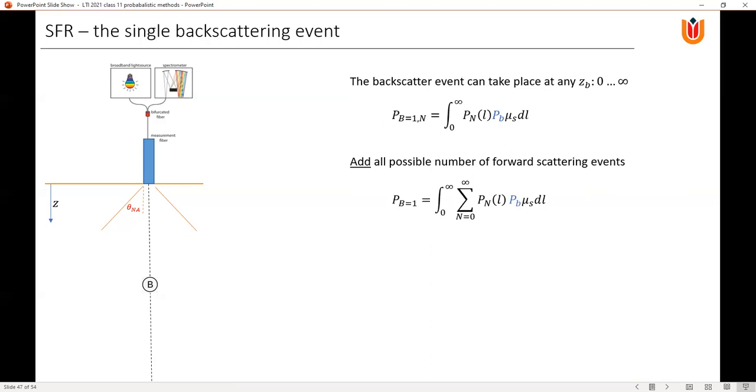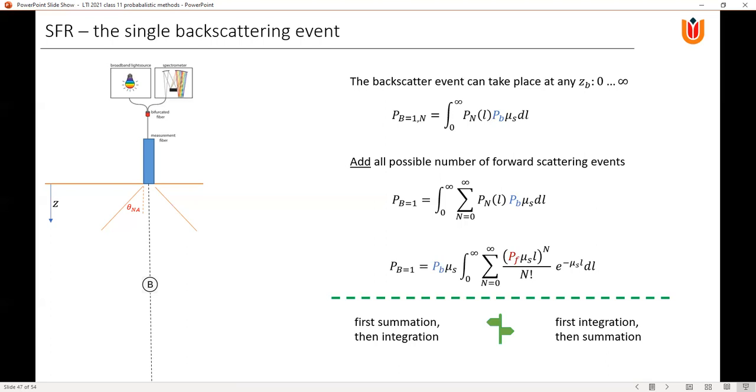So now let's say we want to know all the sum over all the possible number of forward scattering events. So only one backscatter event with any n. That would mean that we need to sum, according to the recipe, from n=0 to infinity of P of n, that we just had the expression for, so we can fill that in. And the result would be this. So it's an integral and a sum with backward scattering probability, forward scattering probability, and scattering coefficient.